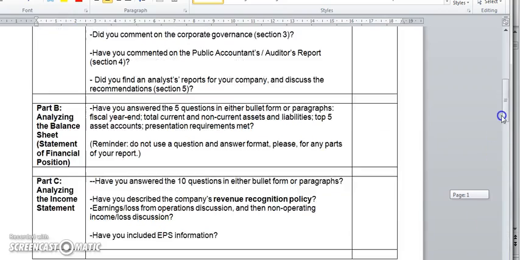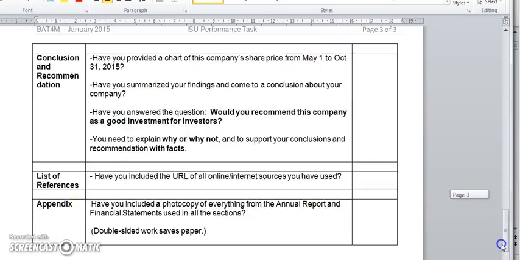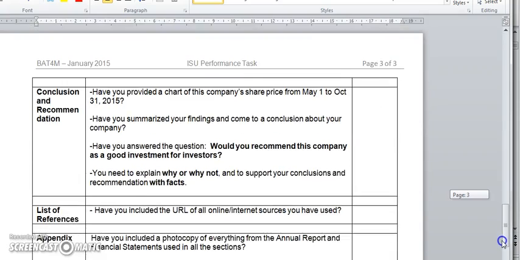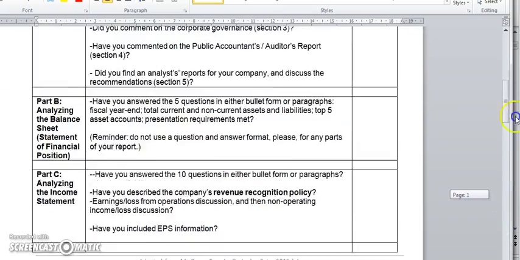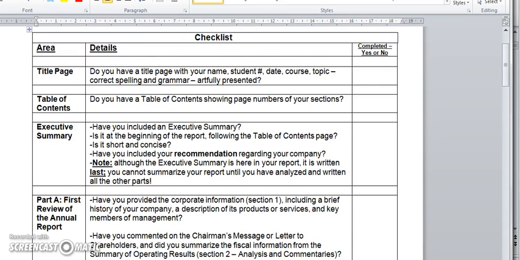And here we are. It goes to Part 1, and then there's the conclusions and recommendations. So far, we have been on Part A, the first or initial review of the annual report. Remember, we covered the title page and then table of contents and the executive summary. The executive summary comes right after the table of contents, but you don't do the table of contents or the executive summary until you finish the report. So I think that you're well ahead of the game if you do the title page right now, and then start on Part 1, which is the review of the annual report.